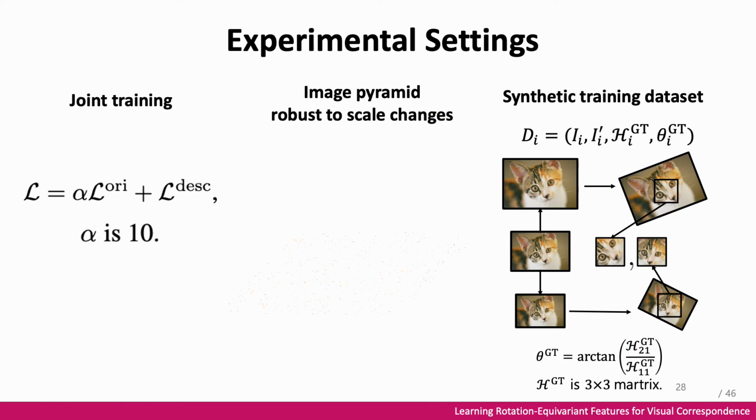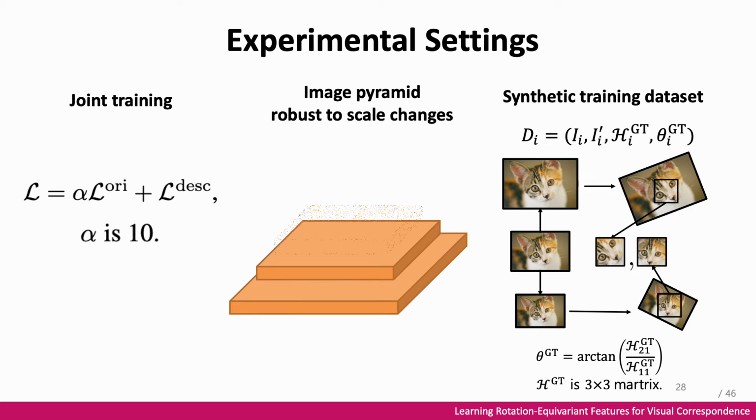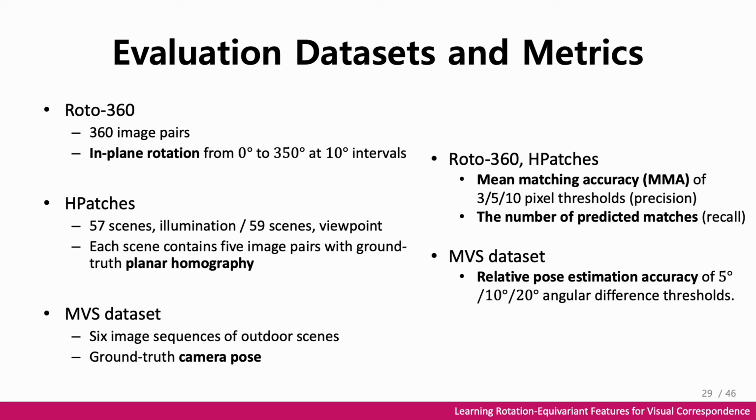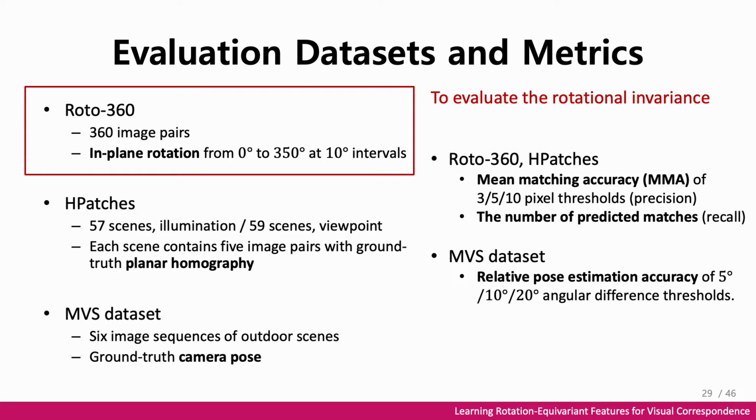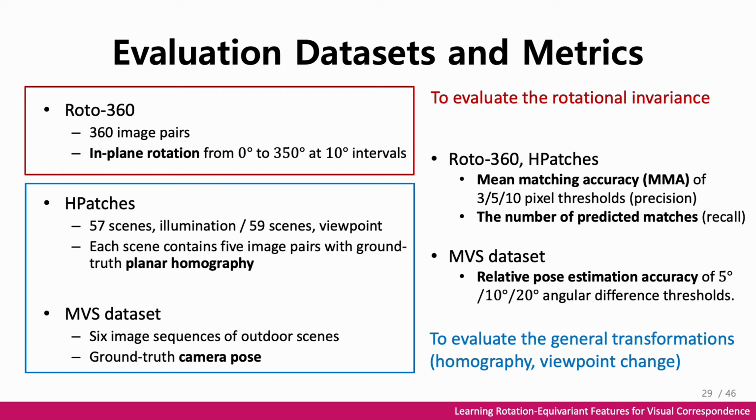For the experiment, we train our network jointly and conduct multi-scale inference. We train our network in a self-supervised manner by generating synthetic image pairs with geometric transformation and photometric jittering. We use 3 datasets to evaluate our method. At first, the Roto360 is used to evaluate the rotational invariance. To evaluate more general geometric transformations, we use the HPatches and MVS datasets.